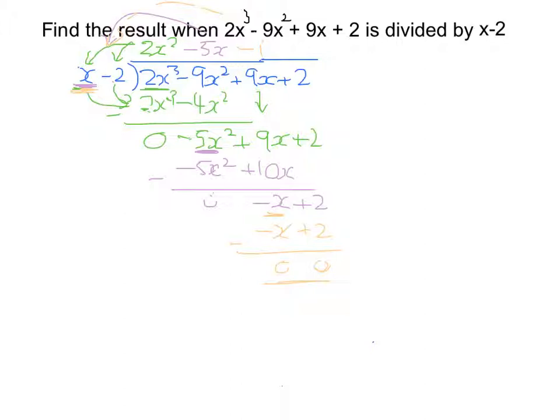We have factors. So the result for the first part here, when 2x cubed take away 9x squared plus 9x plus 2 is divided by x minus 2, the answer is this bit up the top here. So I'll just rewrite that again. Our answer is 2x squared take away 5x take away 1. That's the result. Next question.